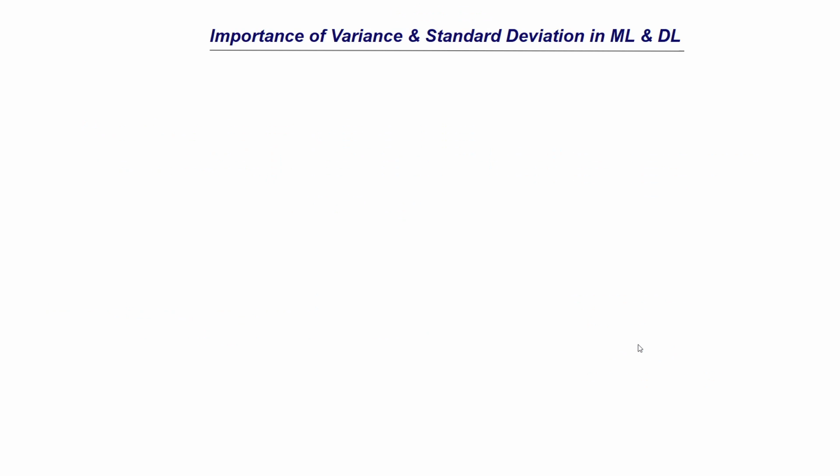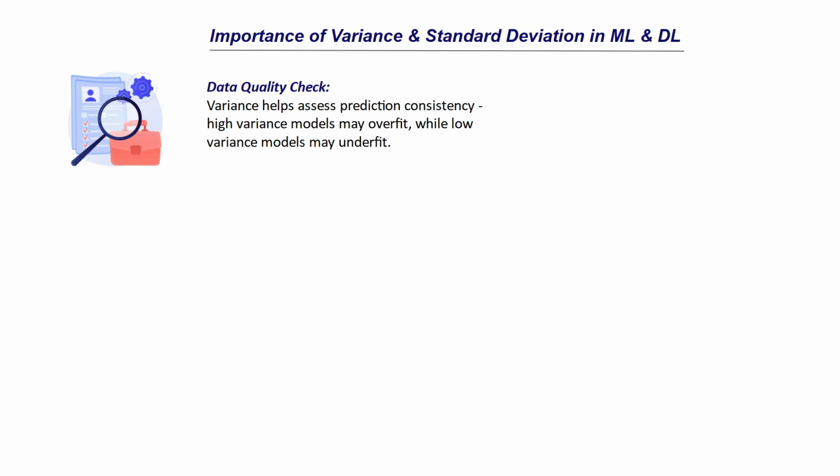And when we talk about the importance of variance or standard deviation in machine learning or deep learning, let's talk about data quality checks. It helps us understand how your data is spread and how it's affecting your model performance. So variance helps assess prediction consistency. High variance models may overfit, while low variance models may underfit.